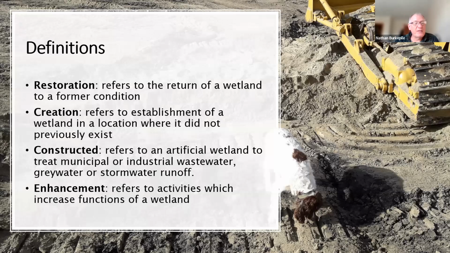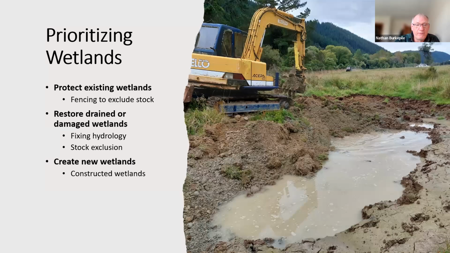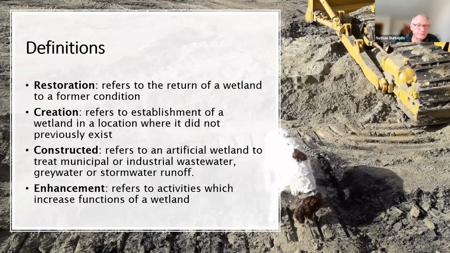So for this presentation and further on, I'll give some definitions, so when we talk about things, you'll know what I'm talking about. Restoration. Wetland restoration refers to returning the wetland to a former condition. That definition is changing a little bit, but it's basically returning the hydrology of the wetland back to some condition where it's functional. Creation is basically putting a wetland where none existed before. And then we've got constructed wetlands.